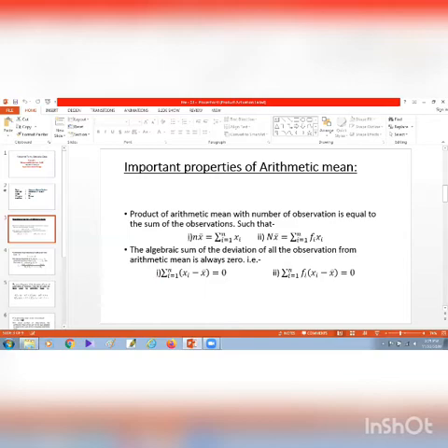The second property of arithmetic mean is that the algebraic sum of the deviations of all the observations from the arithmetic mean is always 0. That is, summation xi minus x bar equal to 0. This is for non-classified data, and summation fi times xi minus x bar equal to 0. This is for classified data.